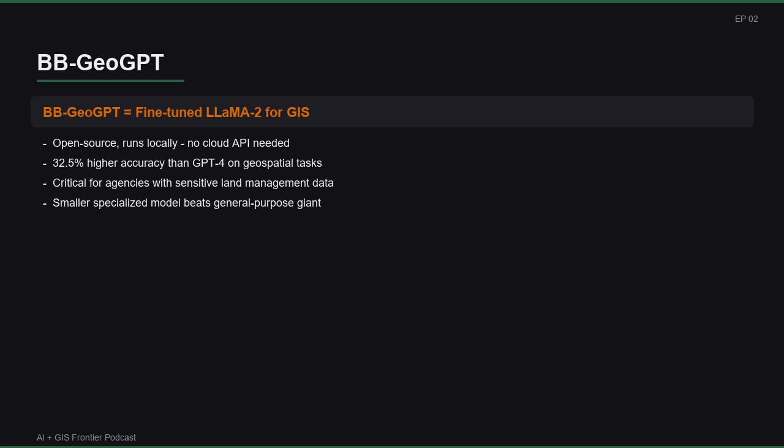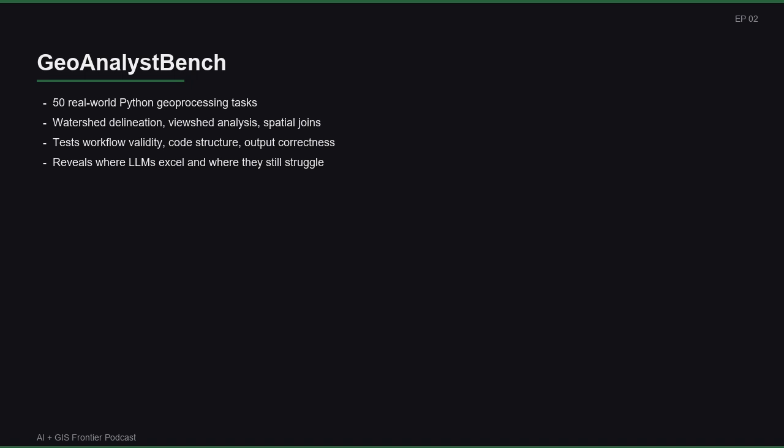How are researchers benchmarking these capabilities? There is a new benchmark called GeoAnalyst Bench with 50 real-world Python geoprocessing tasks. These are not toy problems. They include things like watershed delineation, viewshed analysis, spatial joins across mismatched coordinate reference systems, and multi-temporal change detection. The benchmark evaluates whether the LLM generates a valid workflow, whether the code structure matches best practices, and whether the output is actually correct. It is giving us a realistic picture of where these models excel and where they still struggle. Where do they still struggle?